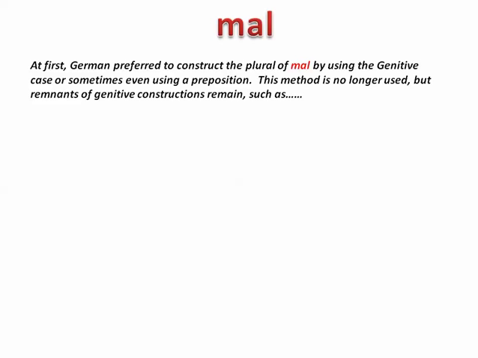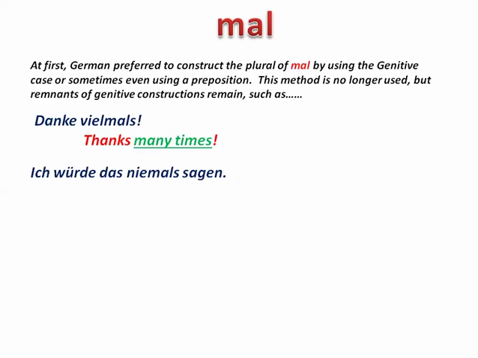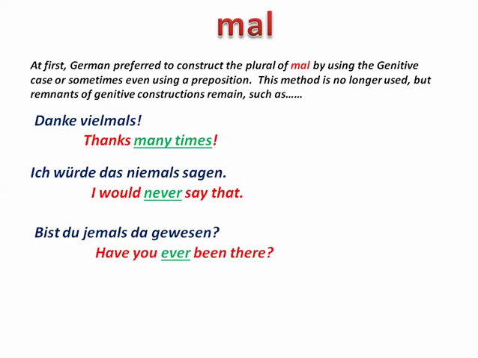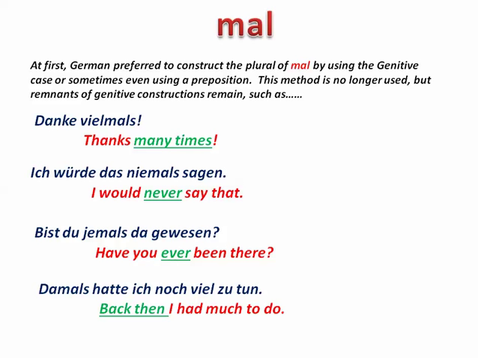And generally, if the number is more than or less than 12, you just use mal for the plural in spoken German. So danke vielmals becomes thanks many times, or ich würde das niemals sagen, I would never say that. Bist du jemals da gewesen? Have you ever been there? Damals hatte ich noch viel zu tun. Back then I had much to do. So these are basically remnants of the genitive type construction here. So when you see a mal with an s, that's kind of a leftover from that.